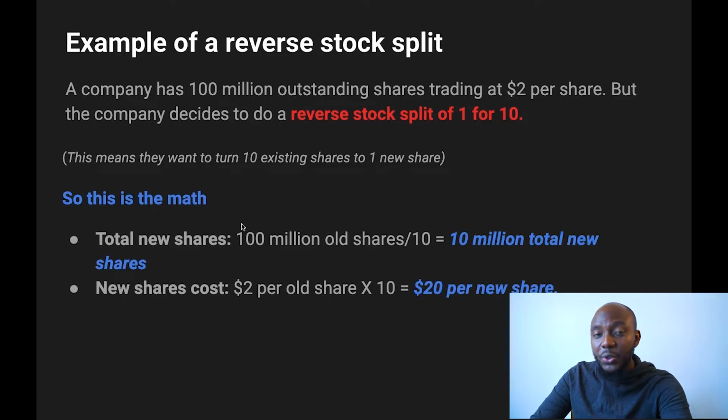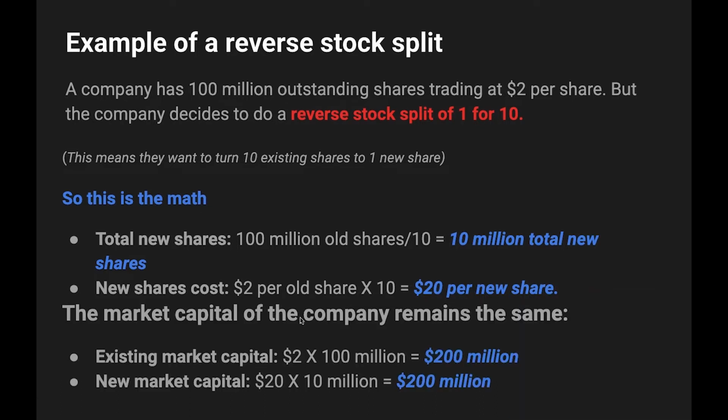To understand, the total new shares is 100 million old shares divided by 10, and that gives us 10 million total new shares. In order to understand the new price of the new share that you're getting, we'll do $2, which is the stock price for the old share, times 10, and that gives us $20 per new share.